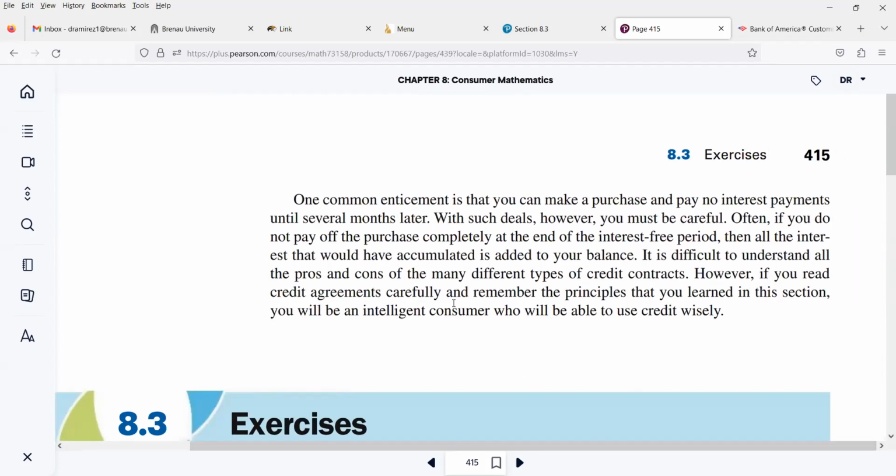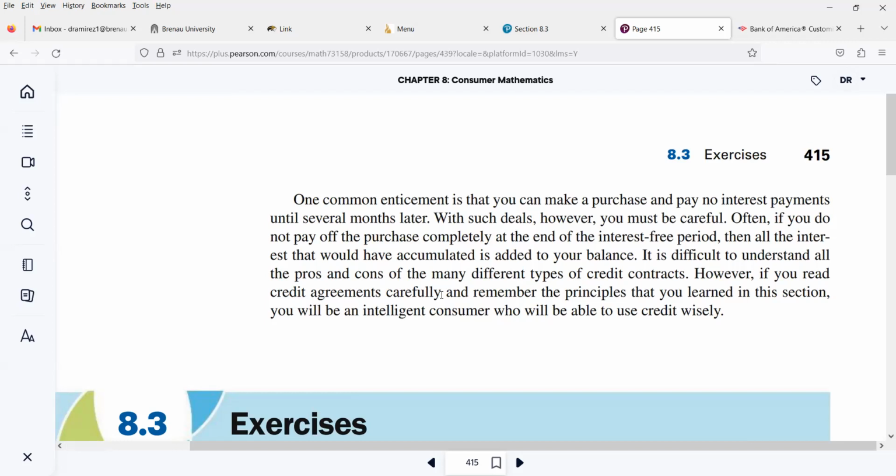And be careful with the interest rate. So usually, store credit cards like Home Depot or Walmart, those store credit cards have a very high interest rate. Good credit cards are going to be credit cards from Wells Fargo, from Chase. So those are good credit cards with reasonable interest rates. One common enticement is that you can make a purchase and pay no interest payments until several months later.